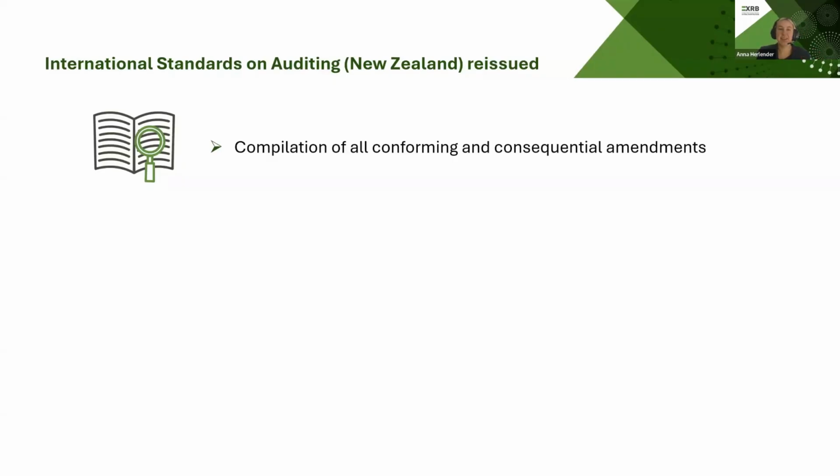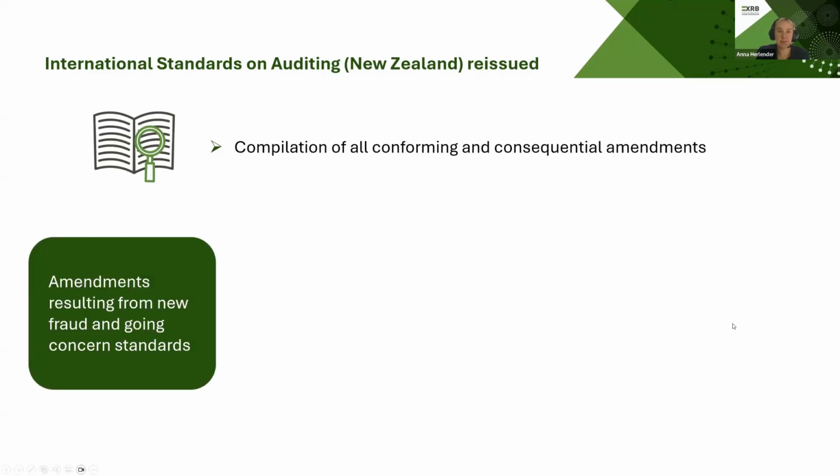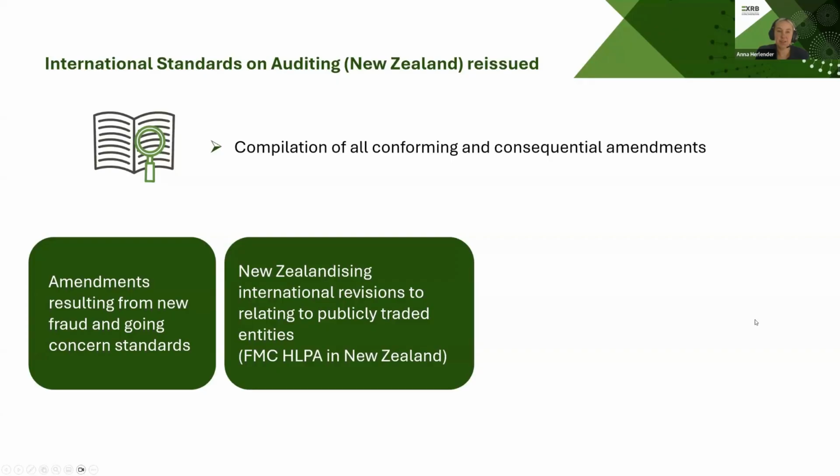Thank you, Sharon. In February, we reissued most of the auditing standards. We did it to compile conforming and consequential amendments that result from various recent projects. The first type of amendments result from newly issued fraud and going concern standards that Sharon has just mentioned. Another type of amendments results from international revisions relating to publicly traded entities.